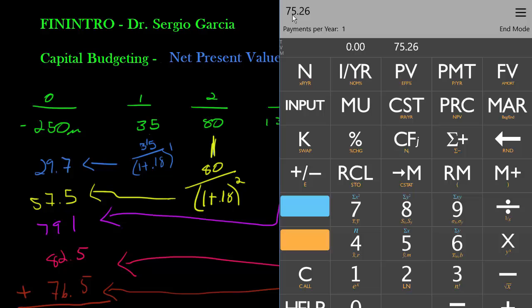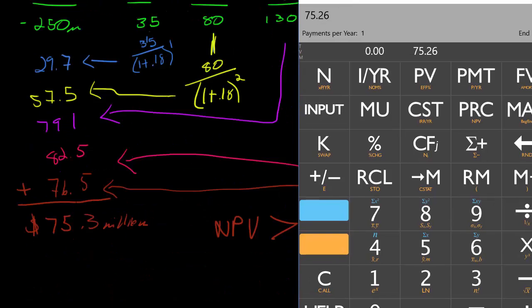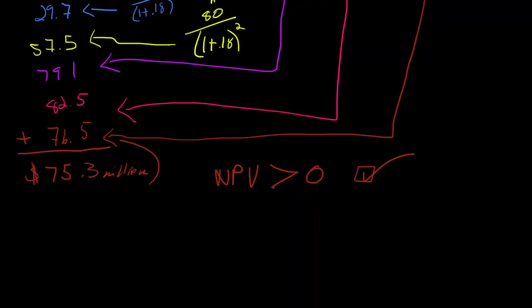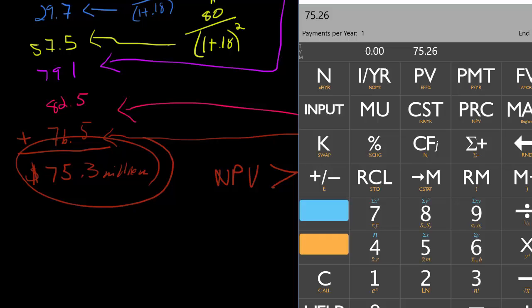And you can tell up here my net present value is 75.26, which if I look at my net present value up here on the board, switching over, my net present value is 75.3 million, and my calculator has the exact same result, 75.3.